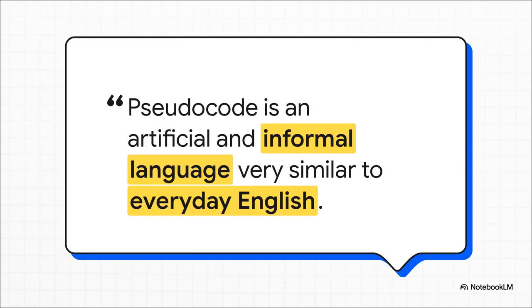But here's the thing. You don't just jump straight into super rigid computer speak. A lot of the time, programmers will start with something called pseudocode. It's basically an informal way of writing things out that's super close to just plain English. Think of it like a rough draft of your recipe.